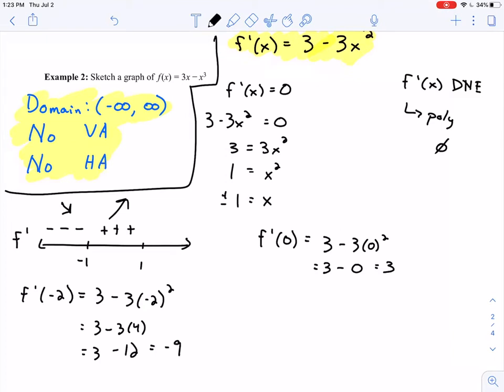And I need a number to the right of 1. How about +2? F prime of 2. This is 3 minus 3 times 2 squared. Here I've got 3 minus 3 times 4. This should look familiar. We'll end up with -9 once again. So our derivative is negative over there, which means that our function is decreasing.